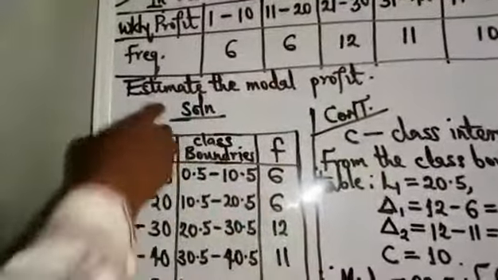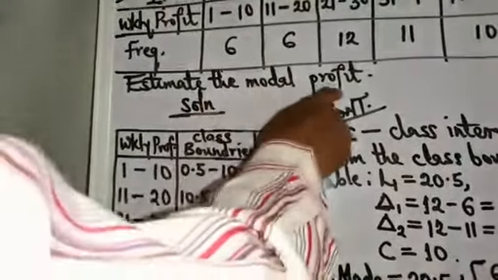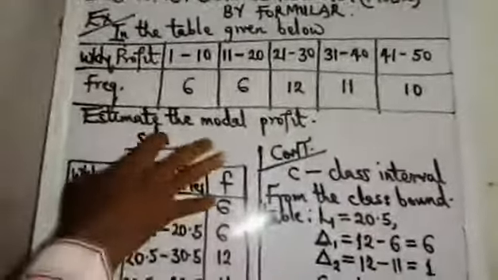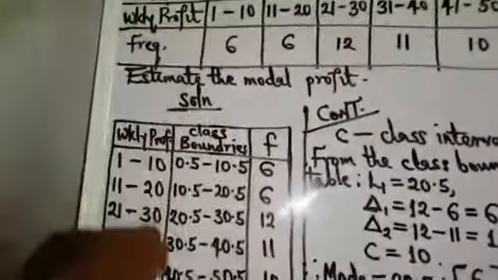Now, if you look at this, you have to estimate the modal profit in this kind of table given above. When you're asked to find a modal value, a modal profit, the modal value is still the same as mode. Don't convince yourself. So this time around, bring out the table. The weekly profit here, that's the interval.